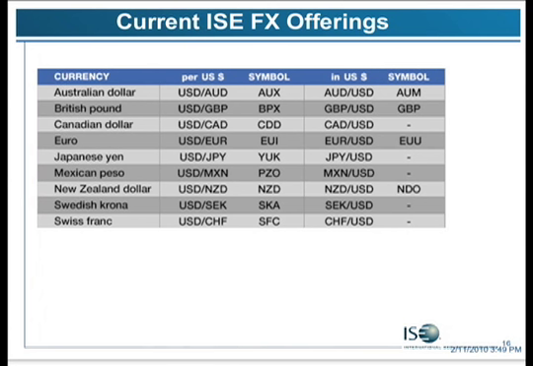Current ISE offerings. So the symbol is really important because as you trade, you're going to need to type those ISE symbols. So AUX, DPX, CDD, EUI, YUK, PZO, NZD, SKA, or SFC. Those are the U.S. dollar base. We have 4 that are U.S. dollar quote, which means that the dollar is in the denominator or the quote currency.